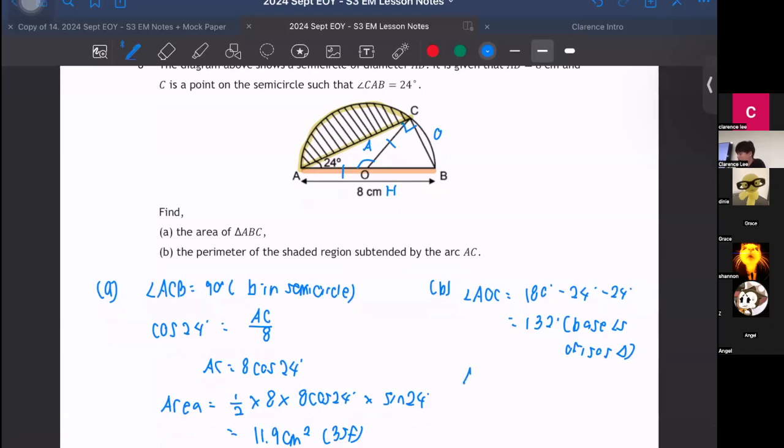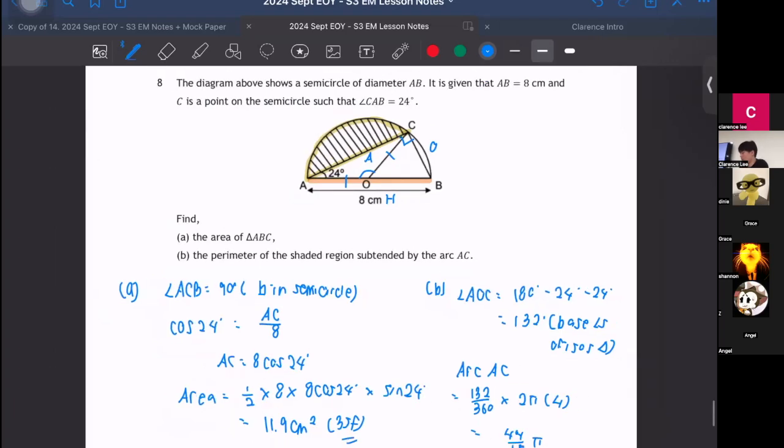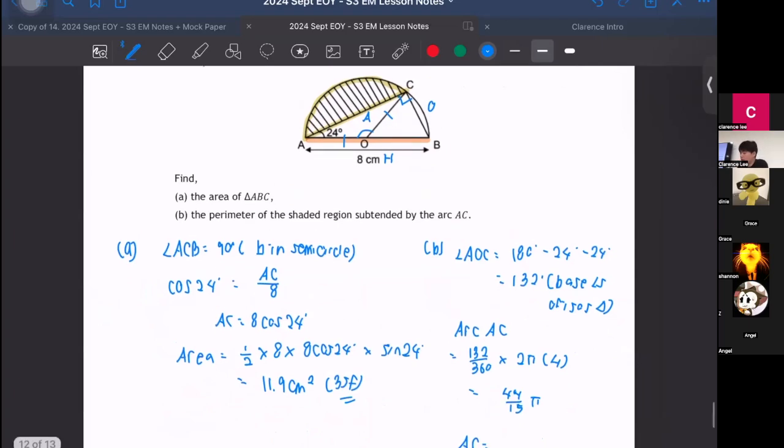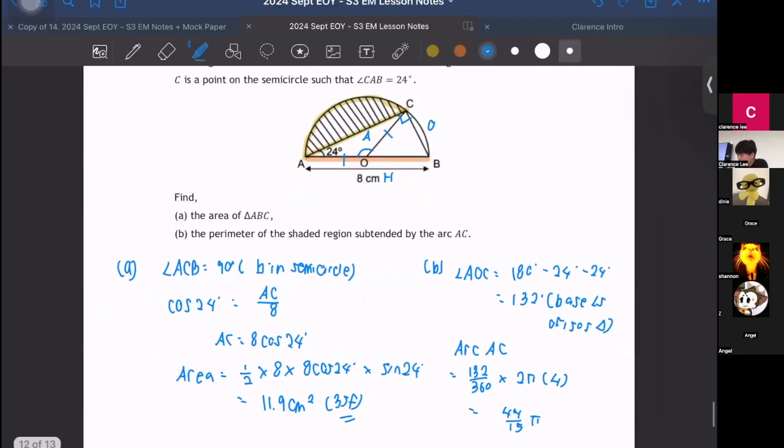Right? So arc AC will be equal to 132 over 360 times 2 pi r, where my radius is 4. So this will give me 44 over 15 pi. That is for my arc. So all of you know how to find arc, right? The arc length formula, your proportions. Then afterwards, to find the length AC, which is this length over here in blue.